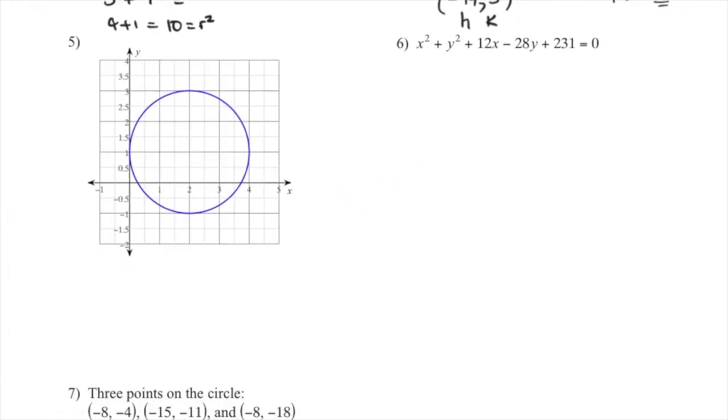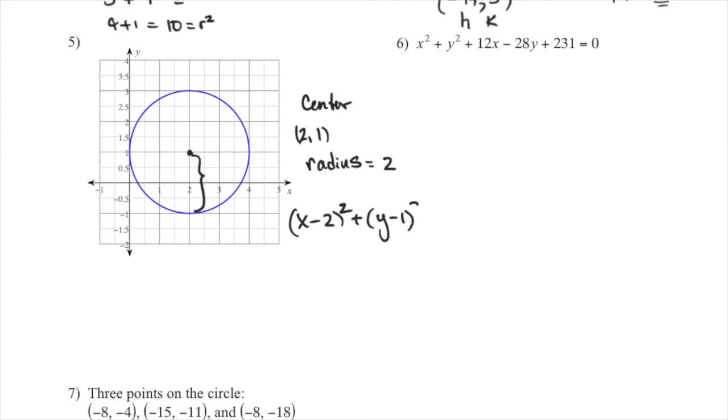Number 5, this was probably one of the easiest ones. I can see the center pretty clearly. Be careful about the x and y axis, depending on which way you count. Make sure that you look to see if it's going up by ones or by halves, like in this case, or something else. And so this one's just about as easy as the first one. Plug it in, and you're done.